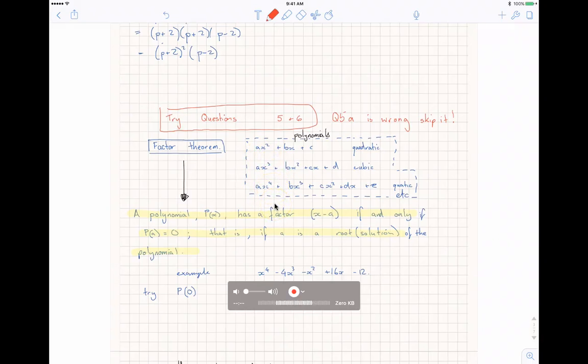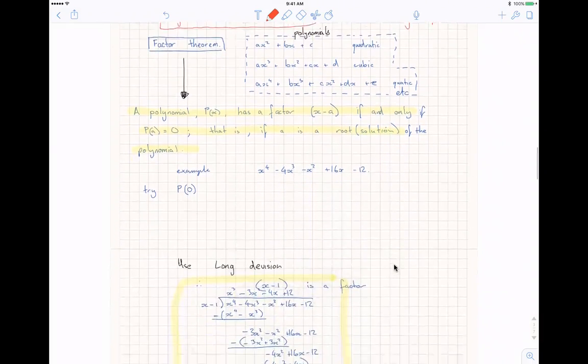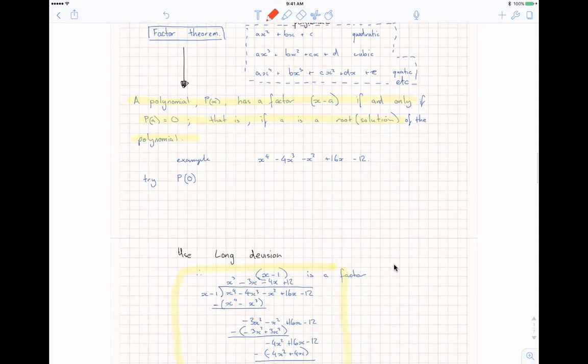So we remember back to when we were factorizing and using long division and that sort of thing, and we use this thing called the factor theorem. A polynomial p of x has a factor x minus a if and only if p of a equals 0. That is, if a is a root or a solution of the polynomial. So let's do an example so that makes sense.